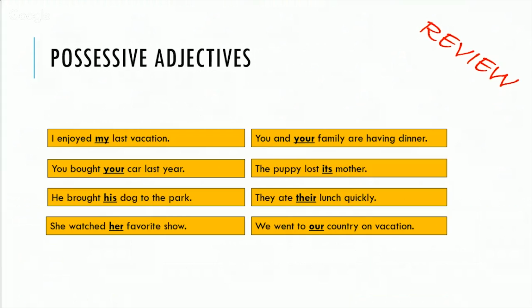So for example, all of the words that are in bold and underlined on this page are possessive adjectives. And these are the same sentences that we did last week on Monday. So you've seen this already. This is just a review, right? So what we have in the first sentence is, I enjoyed my last vacation. My is a possessive adjective, and it describes vacation as belonging to me.